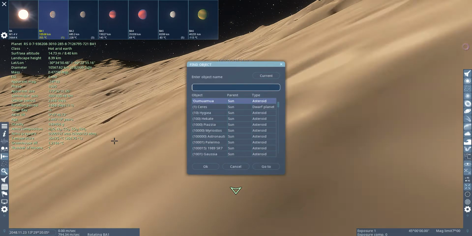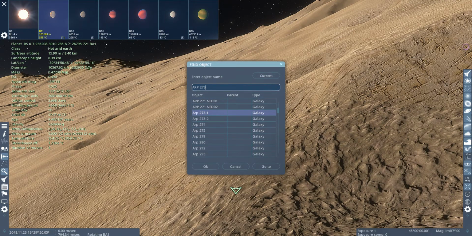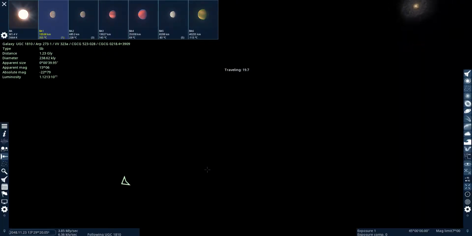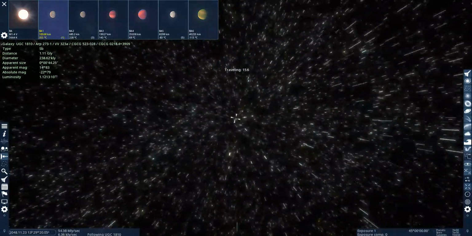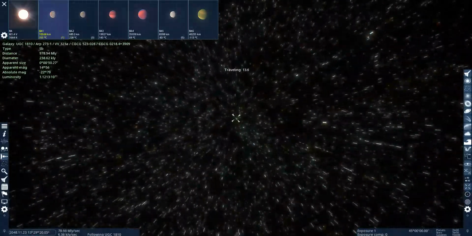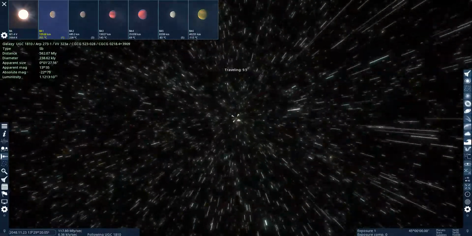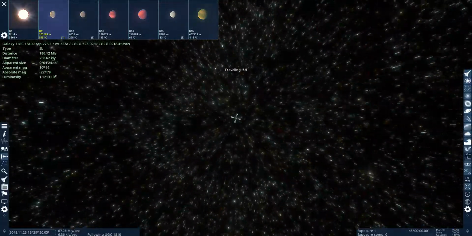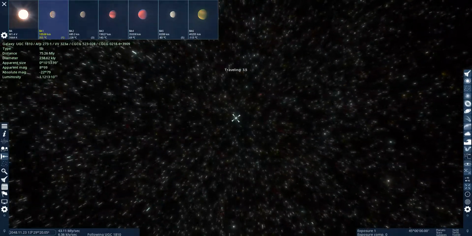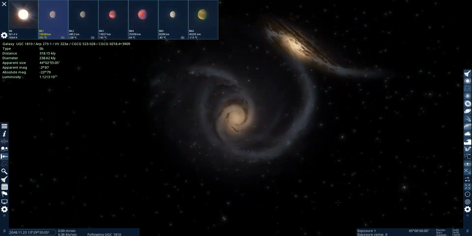Well, let's go to colliding galaxy. Why are so many galaxies flying past us? 4, 3, 2, 1, 0. Here we go.